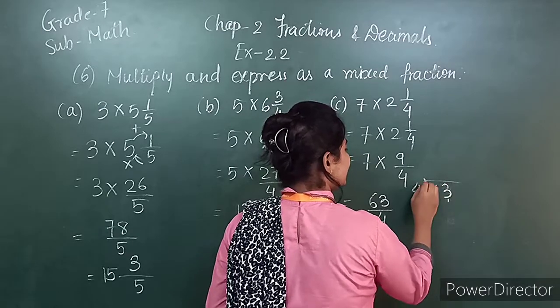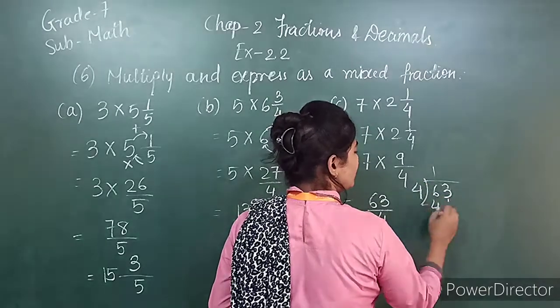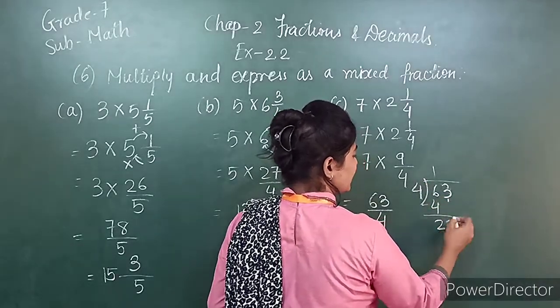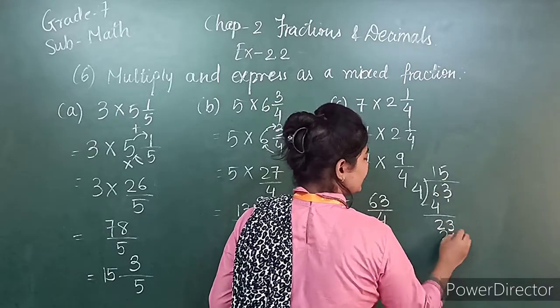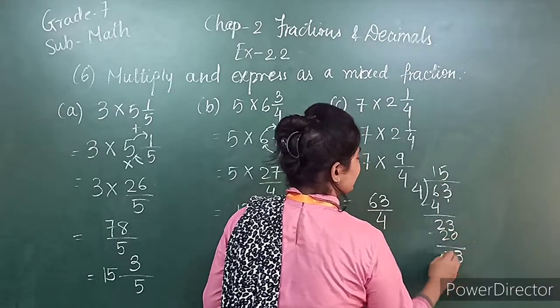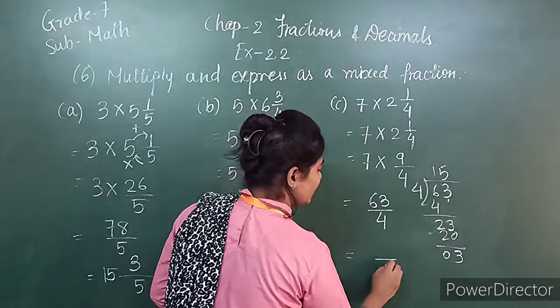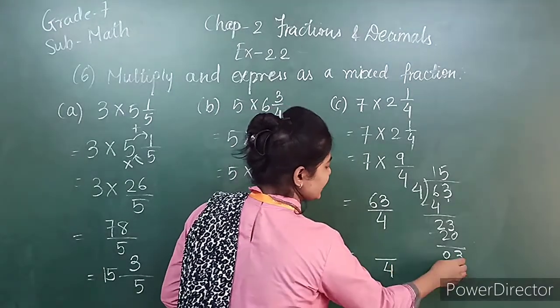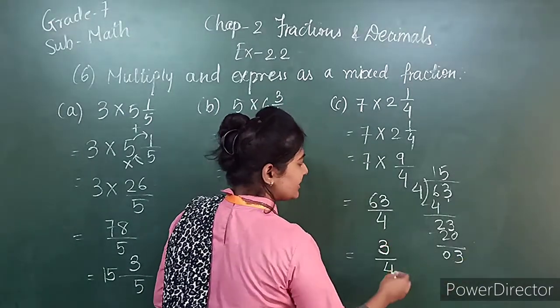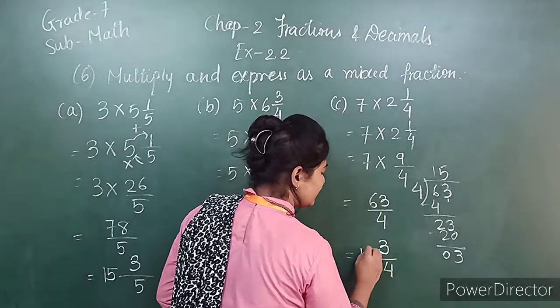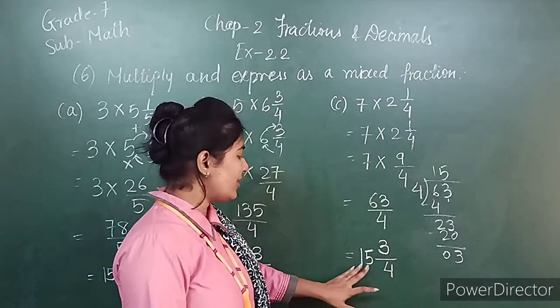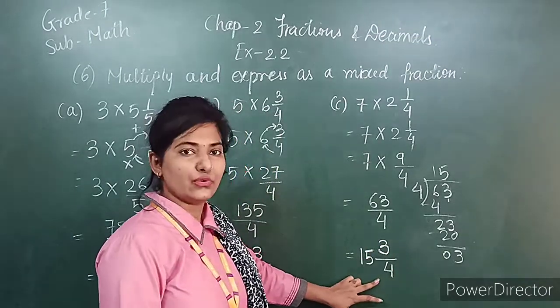So 63 divided by 4, so 4 1s are 4, here 2 and 3. 4 5s are 20. So here 3 is the remainder. So we have to write 4 in the denominator and this 3 remainder we have to write it upward, and this 15 we have to write it on the side. So our answer is 15 3 by 4.